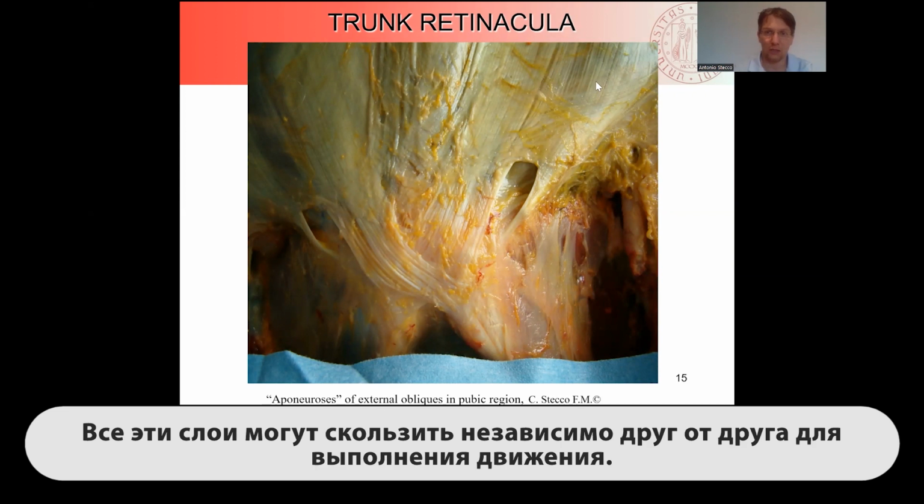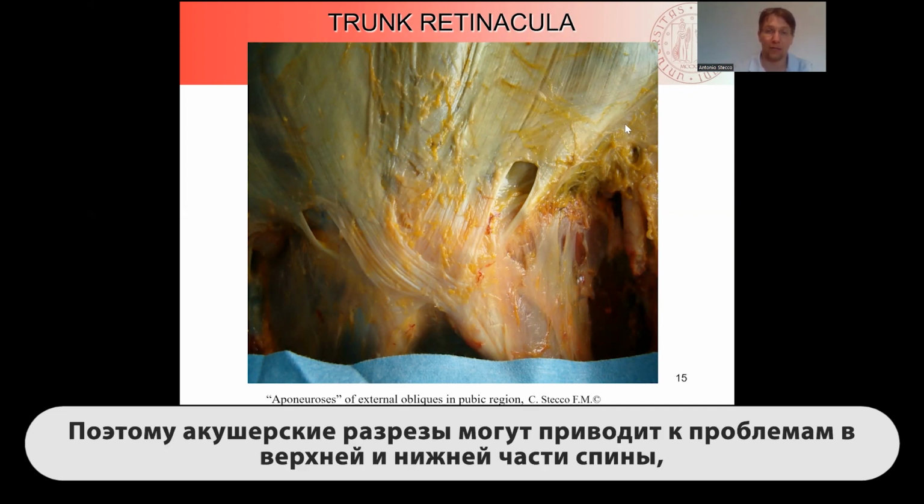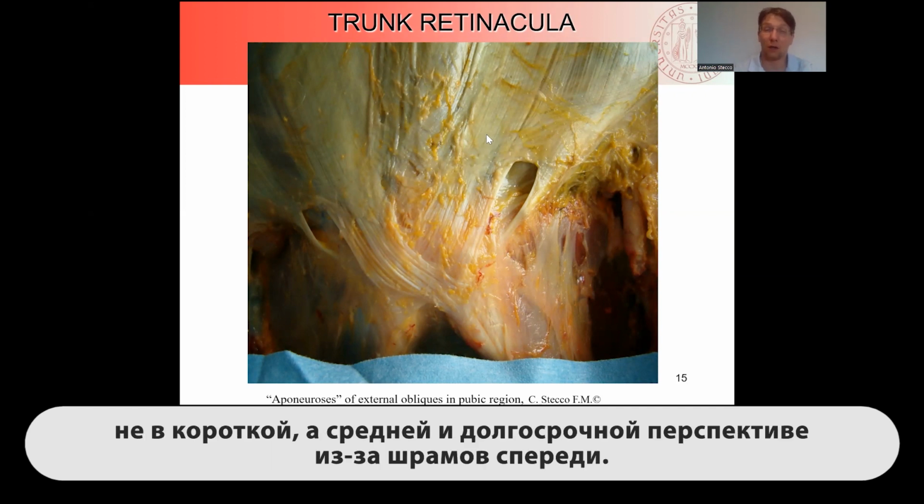As you can see, this collagen fiber, this layer, they should be able to glide independently to perform motion. So sometimes a C-section can be a major problem because you start to generate an adhesion between different layers. And not in the short term, but in the middle or long term, females can have opposite symptoms like low back pain, upper back pain, due to the scar in the antagonist structure.